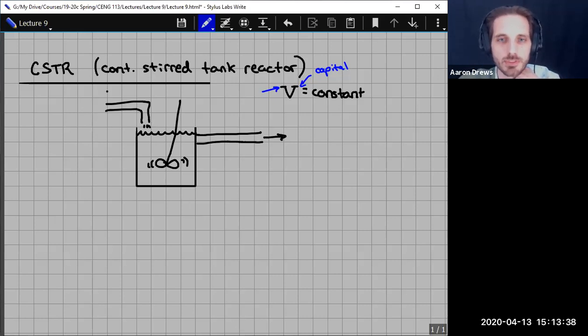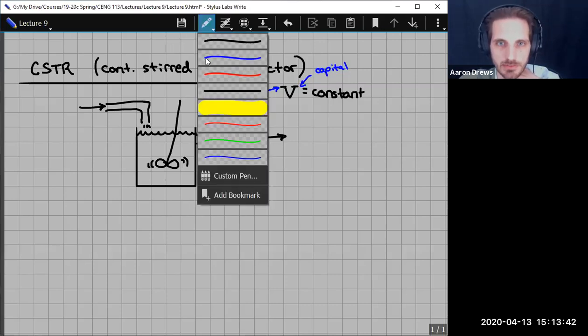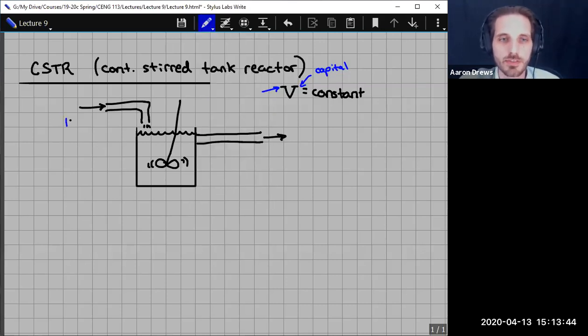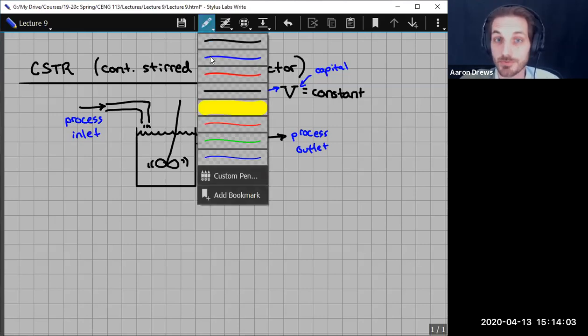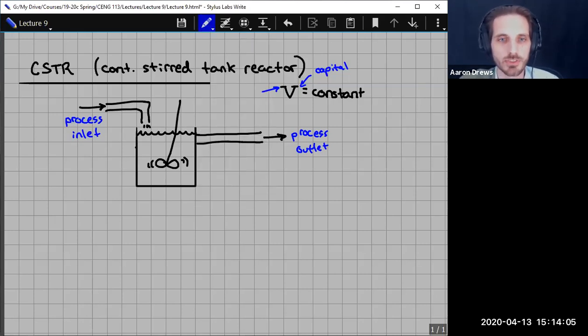So we have a couple of different streams, obviously labeled right here. We've got some inlet coming in and some outlet coming out. This one coming in is what we refer to as our process inlet. So that's the stuff that's going to undergo the chemical reaction. Similarly, the one coming out over here is our process outlet. That is the stuff that has undergone or participated in the chemical reaction. This is to distinguish it from a different type of fluid that can also be used in the system.